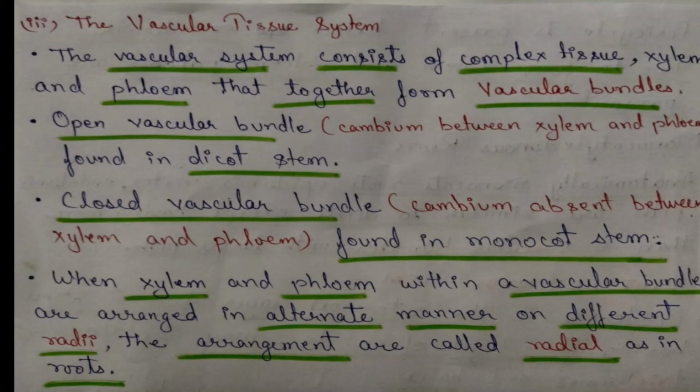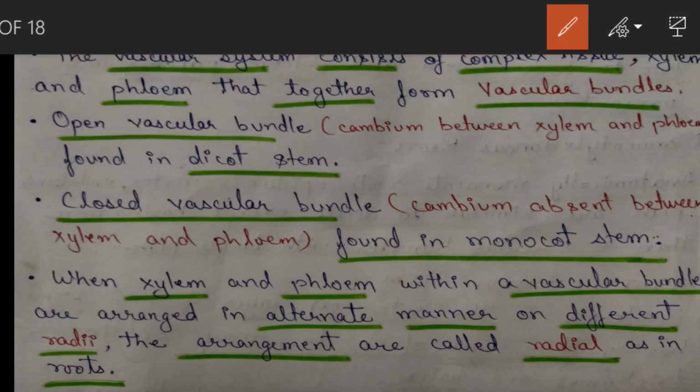The third one we have is the vascular tissue system. Vascular system consists of complex tissue, and we know complex tissue contains xylem and phloem. Xylem and phloem together form vascular bundle. Open vascular bundle: when there is a cambium present between xylem and phloem, then it is known as open vascular bundle and it is seen in dicot stem. Closed vascular bundle: cambium is absent between xylem and phloem and it is found in monocot stem.